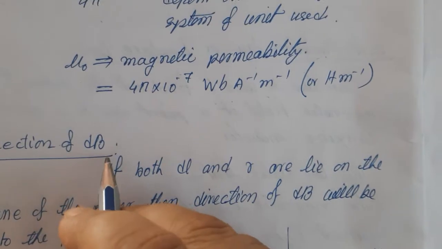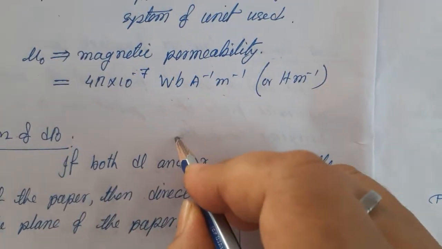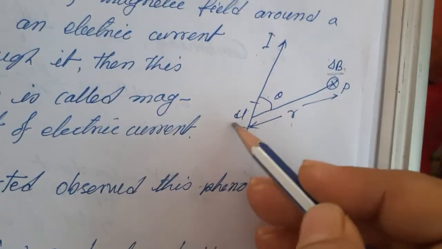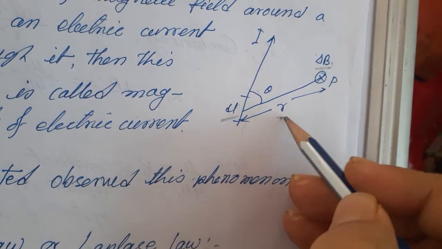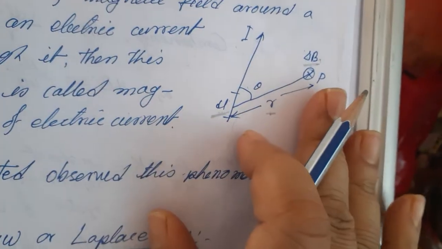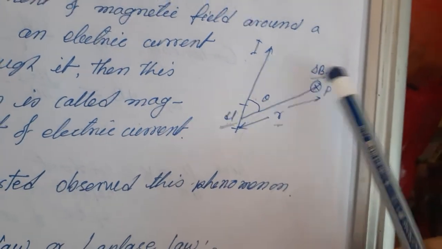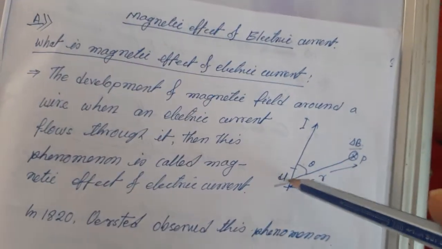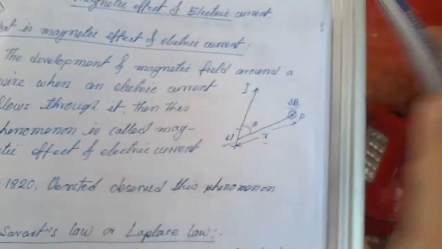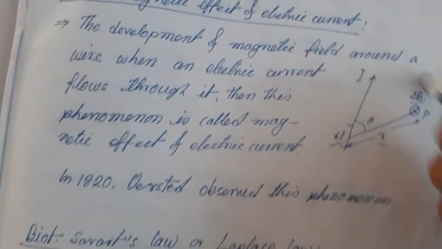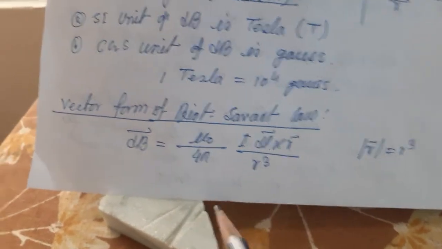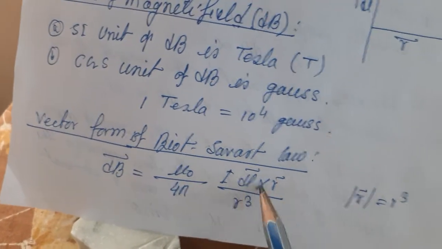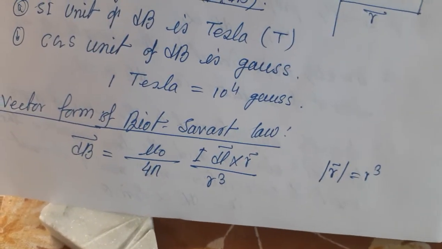So what is the direction of dB? You look, this is the length element and this is r. If both dl and r lie on the plane of the paper, then dB will be perpendicular to the plane of the paper like this, either in the upward direction or in the downward direction. So this is a vector product. So what is the vector form of this Biot-Savart law? Vector form is dB is equal to mu 0 by 4 pi I dl cross r by r cube.